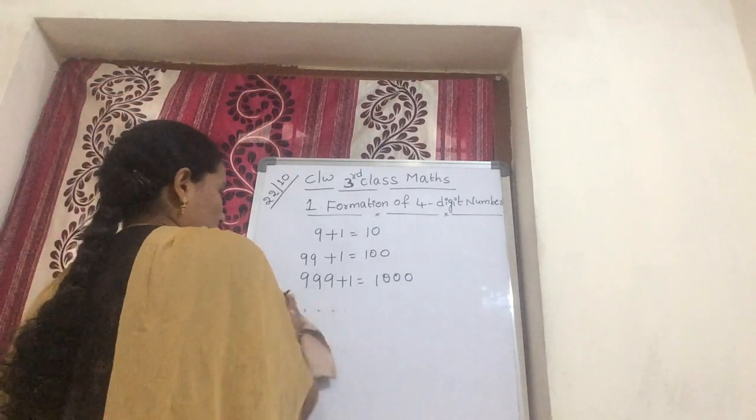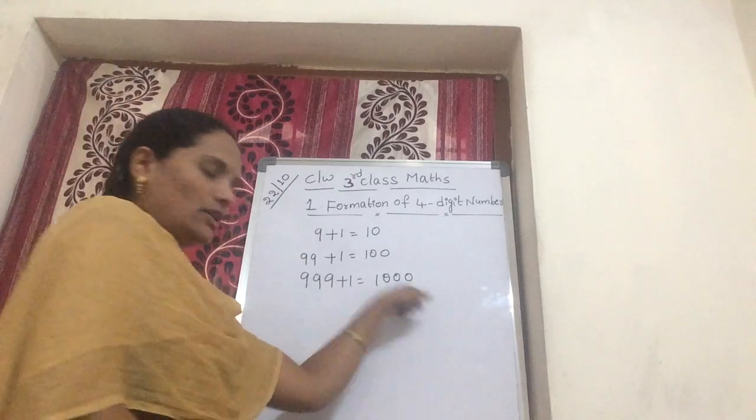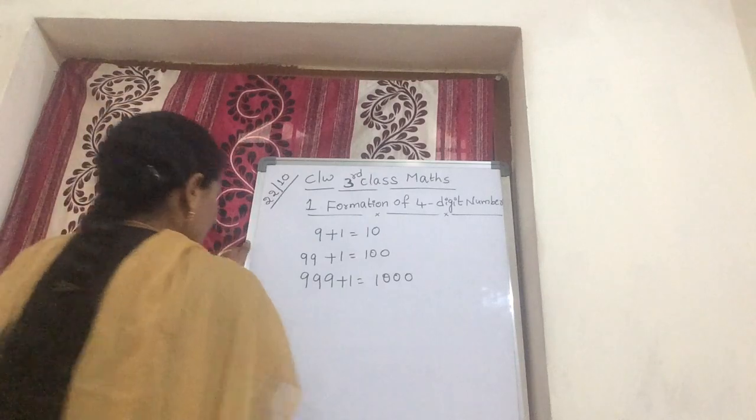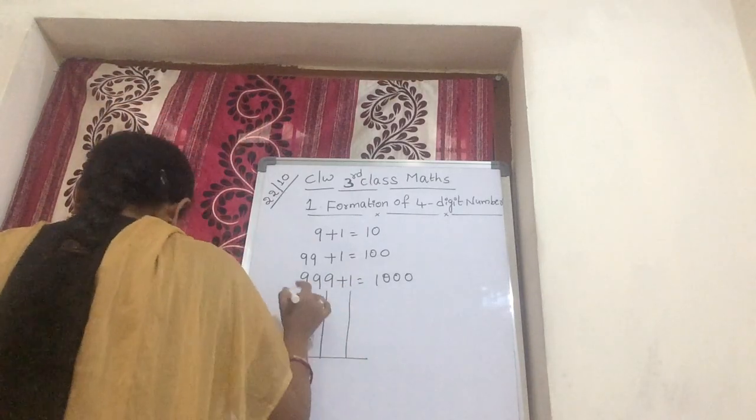Okay. This is 999 plus 1 is equal to 1000. This is shown on the abacus. Now I show on the abacus. Okay, children.